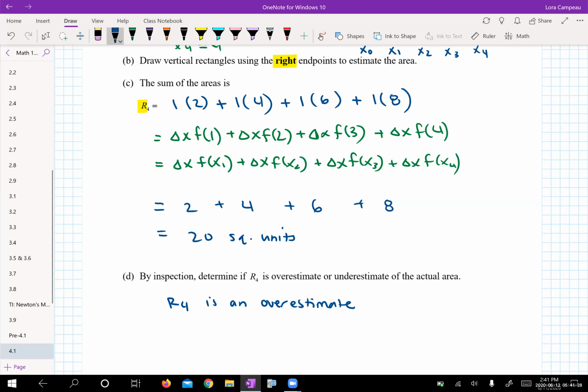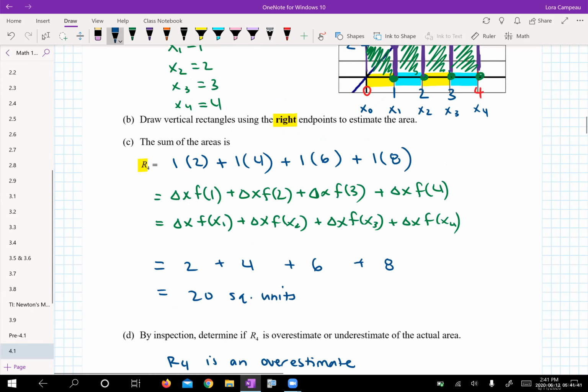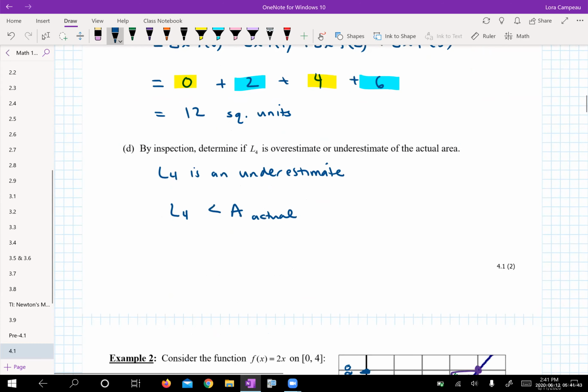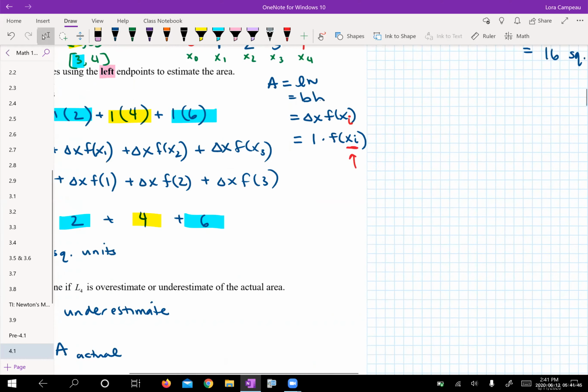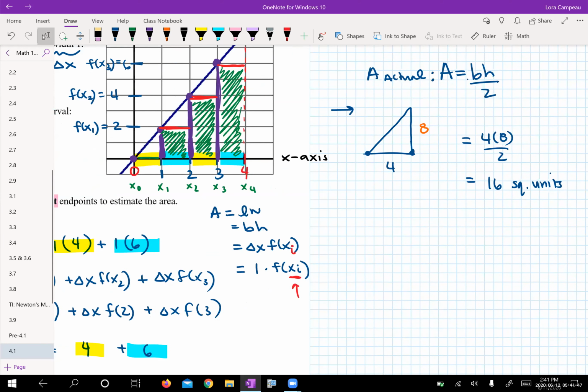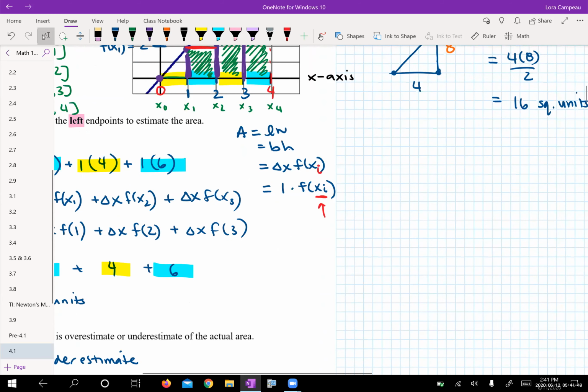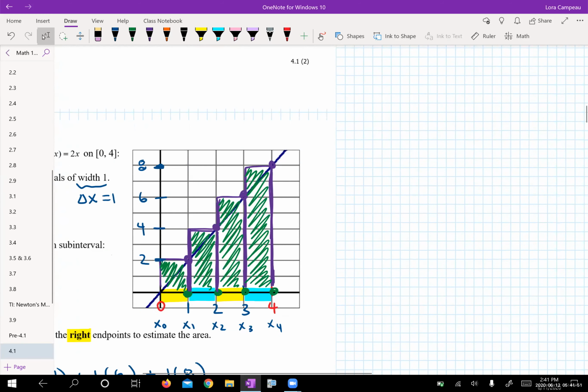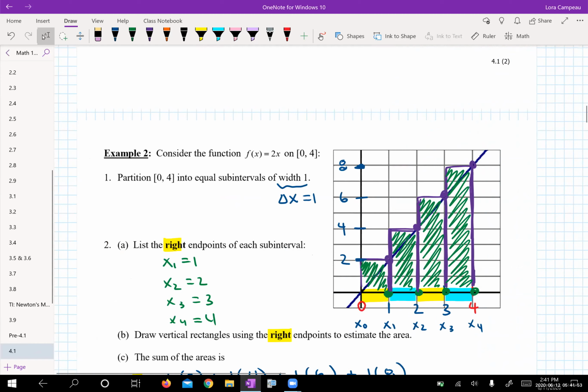If you want to be nicer, you can say, well, notation-wise, R4 is always bigger than the area of the actual. If you guys remember what the area of the actual was, let's go back and look. We found it earlier. You say, oh yeah, the area of the actual was 16 square units. And we ended up getting 20 square units.